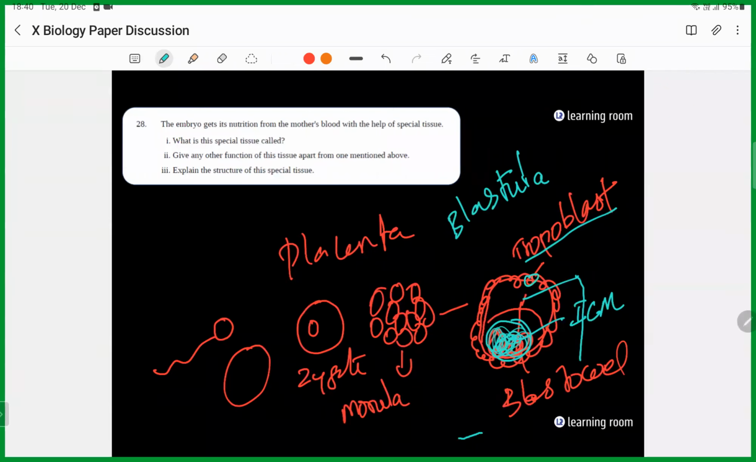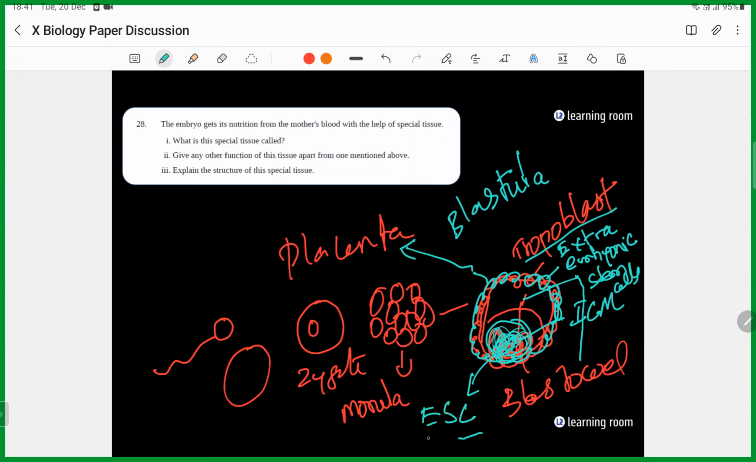The cells of the trophoblast are called what? Extra embryonic stem cells. All these cells are called extra embryonic stem cells. They only develop into placenta. And the inner cell mass cells are called what? Embryonic stem cells, which develop into the baby, all our body parts.